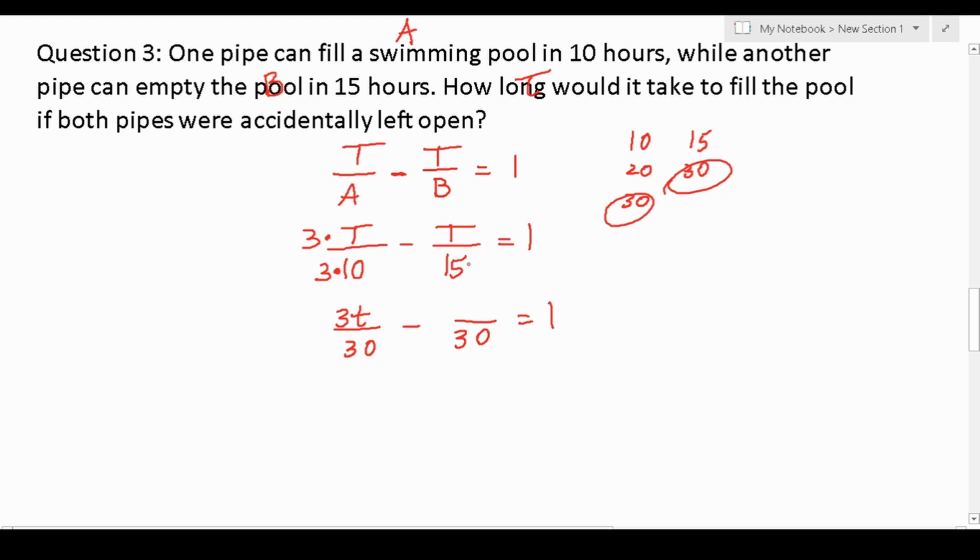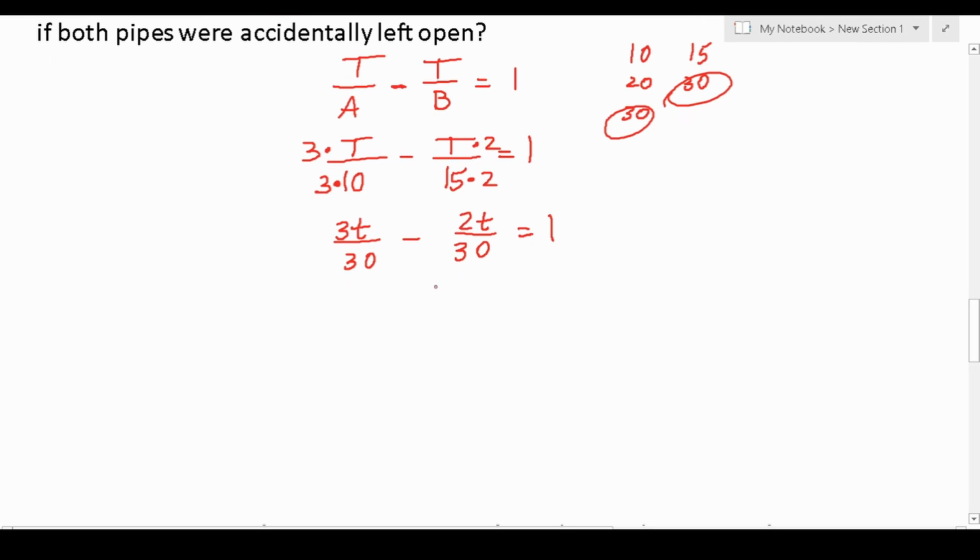To make 15 30, we have to multiply it by 2, and we're going to have to do that to the numerator as well. 15 times 2 is 30. 2 times t is 2t. Okay? Now that we have a common denominator, we can do this subtraction pretty easily. This becomes 3t minus 2t over 30 equals 1.